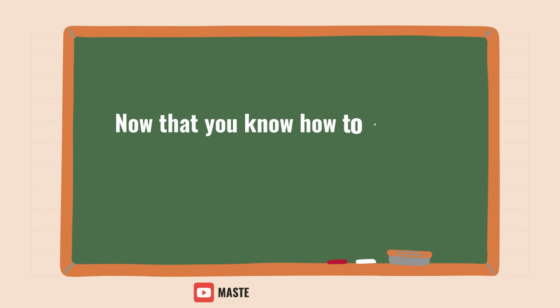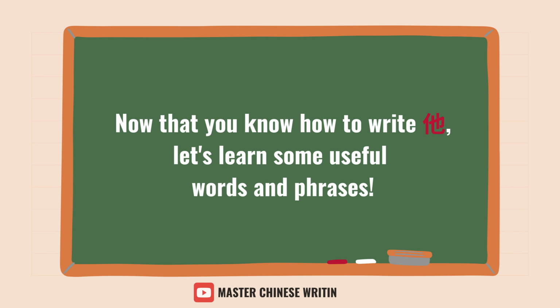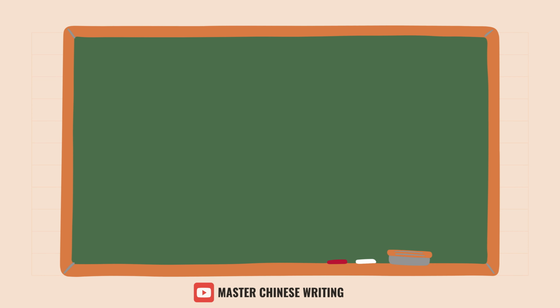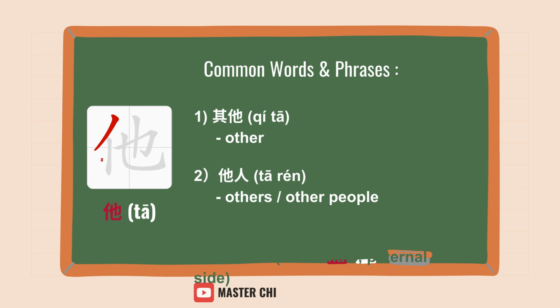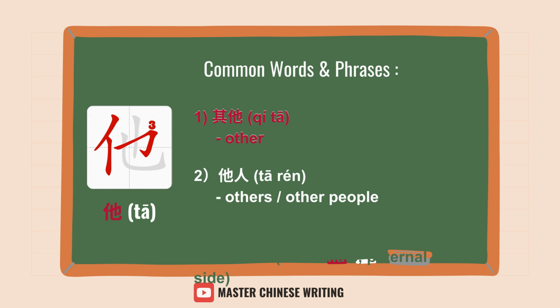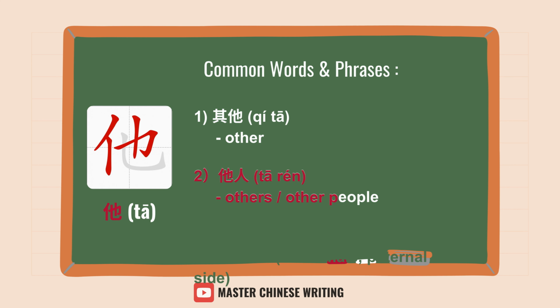Now that you know how to write 他, let's learn some useful words and phrases. Section 2. Common words and phrases. 其他, other. 他人, others, other people.